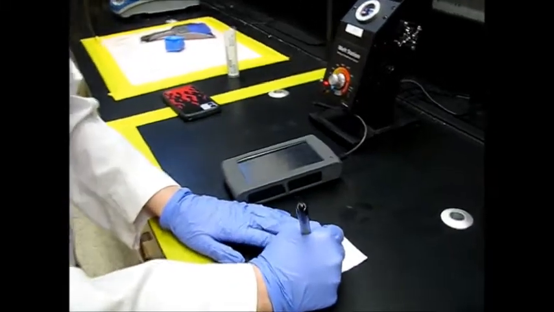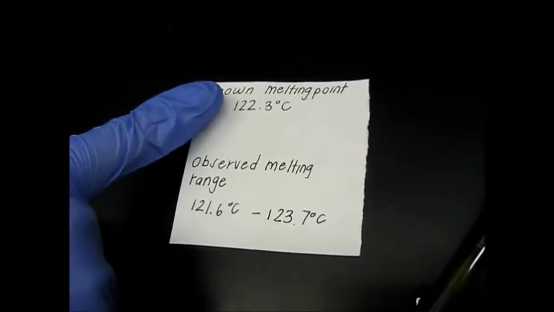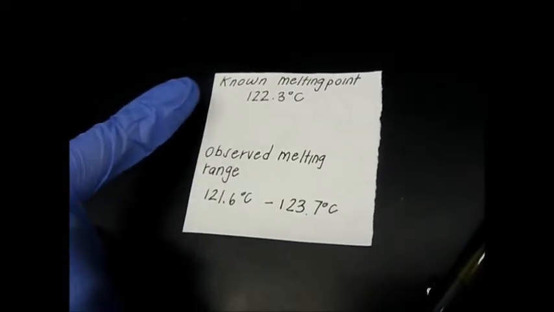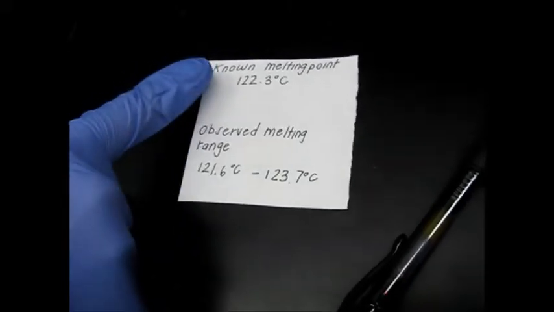Just finished melting at 123.7 degrees Celsius. So compared to our known melting point of 122.3 degrees Celsius for benzoic acid, our range makes sense because it does contain that number.